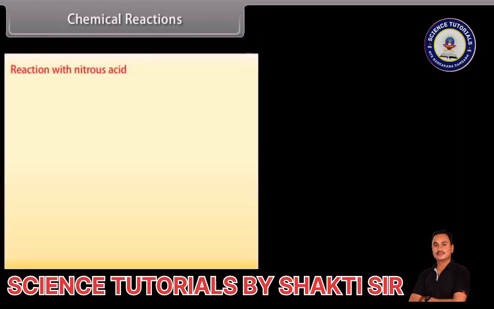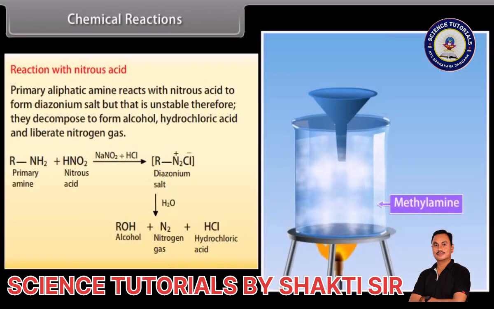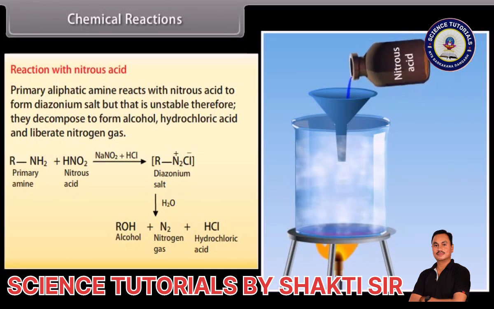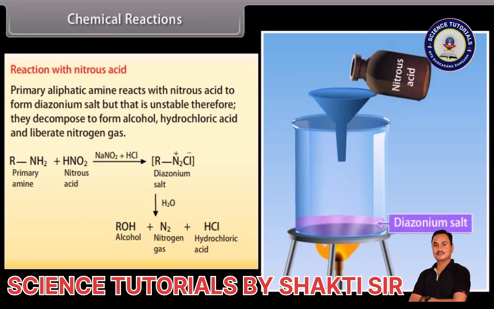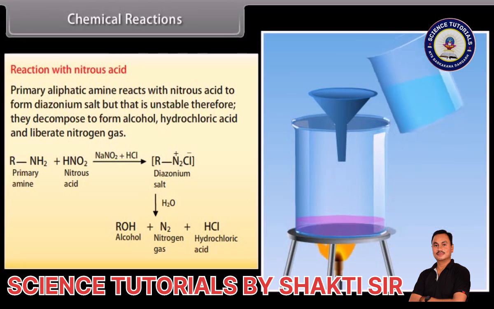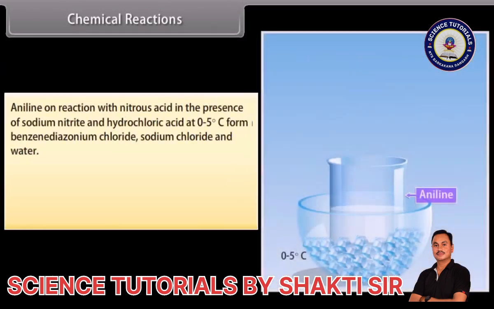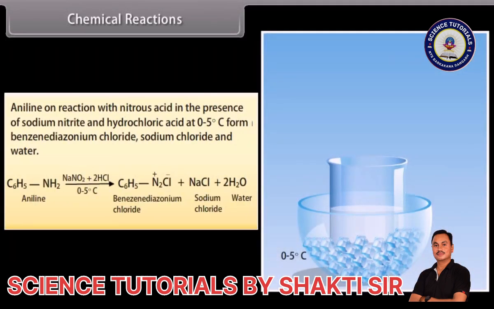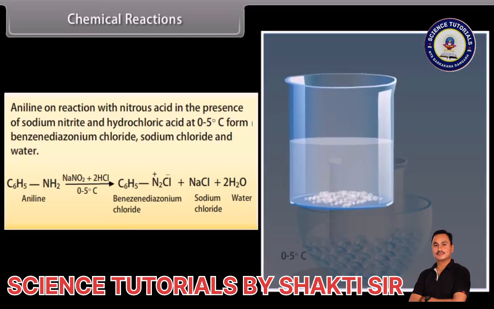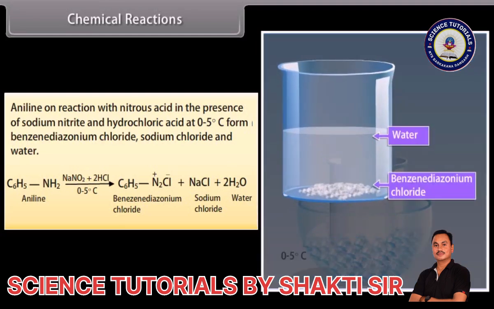Reaction with nitrous acid. Primary aliphatic amine reacts with nitrous acid to form a diazonium salt, but that is unstable. Therefore, it decomposes to form alcohol and hydrochloric acid, and liberates nitrogen gas. Aniline on reaction with nitrous acid, in the presence of sodium nitrite and hydrochloric acid at 0 to 5 degrees Celsius, forms benzene diazonium chloride, sodium chloride and water.